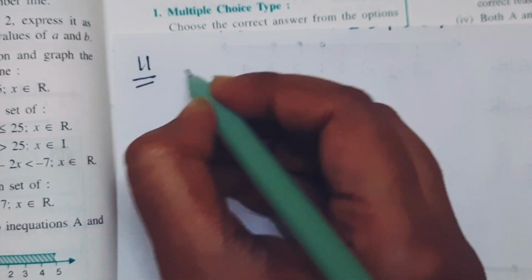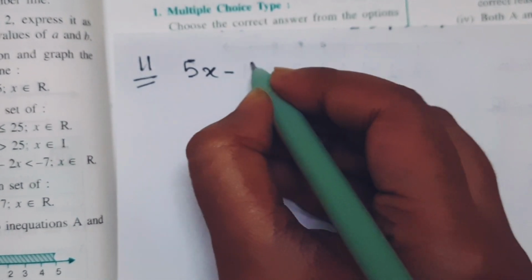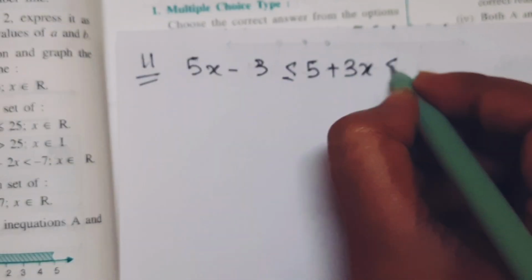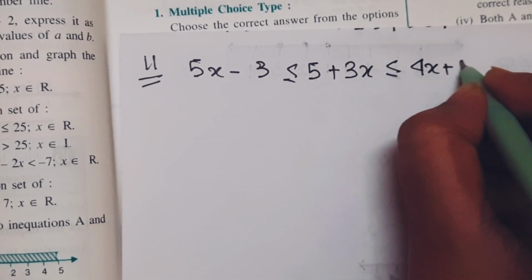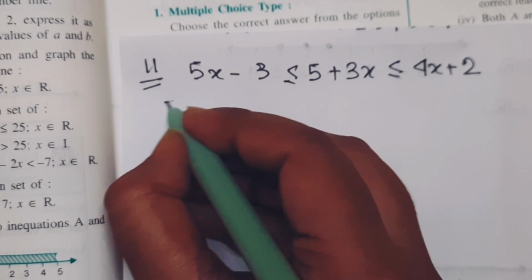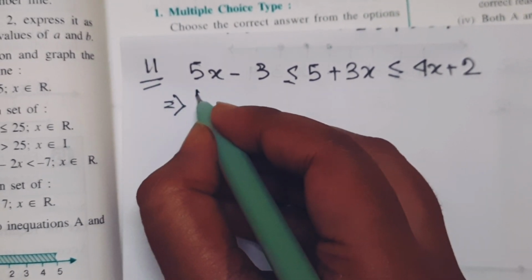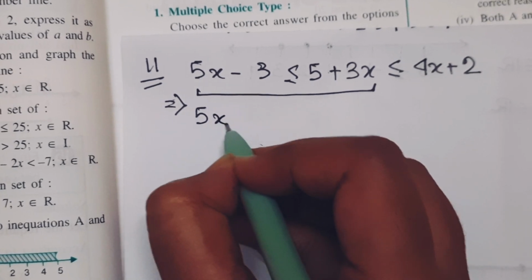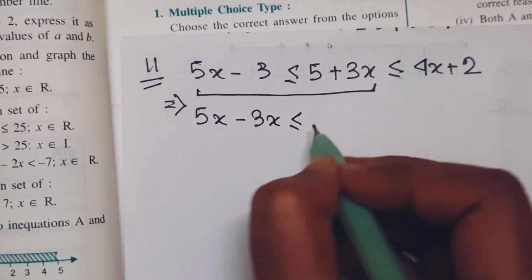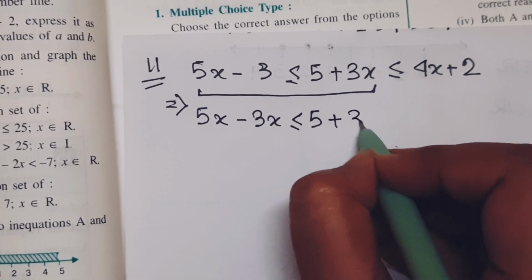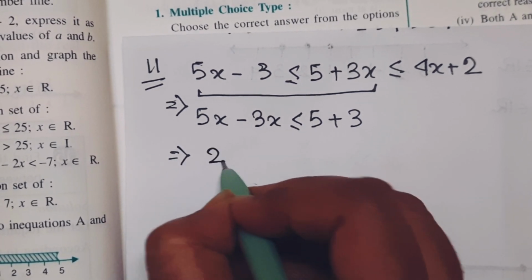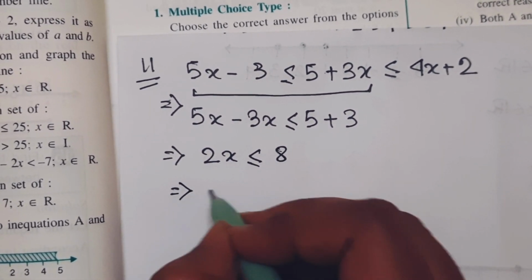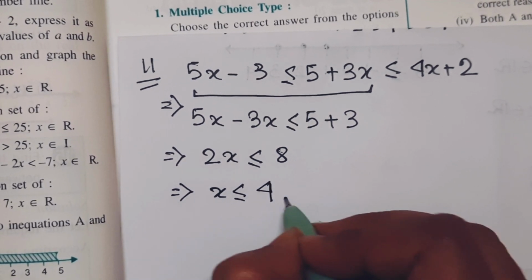Question number 11. 5x minus 3 is less than or equal to 5 plus 3x, less than or equal to 4x plus 2. So if you calculate the first two parts, 5x minus 3x is less than or equal to 5 plus 3. 2x is less than or equal to 5 plus 3, which means 8, so x is less than or equal to 4.